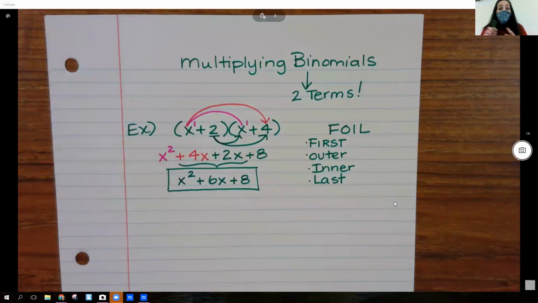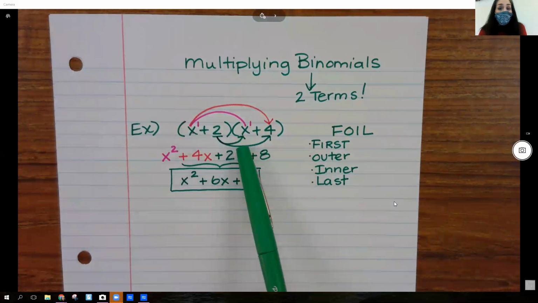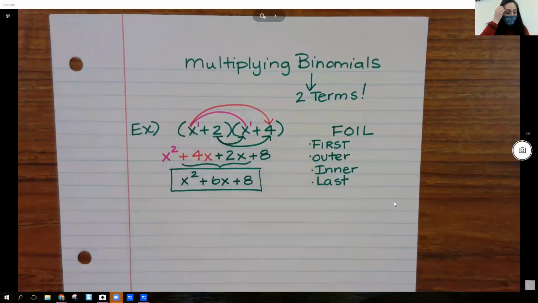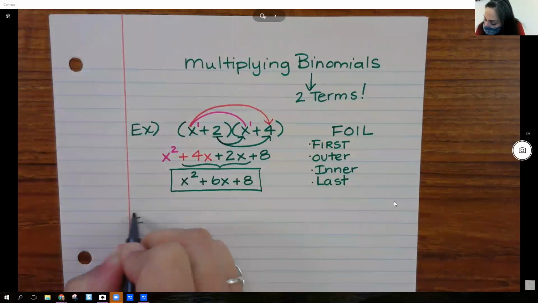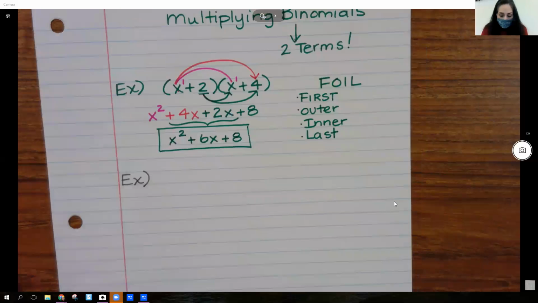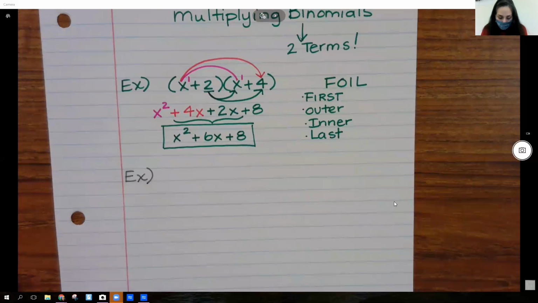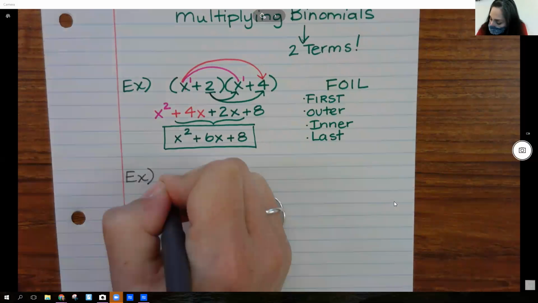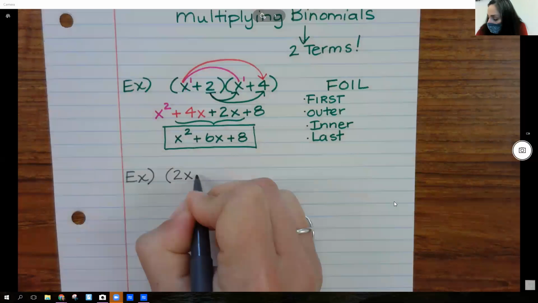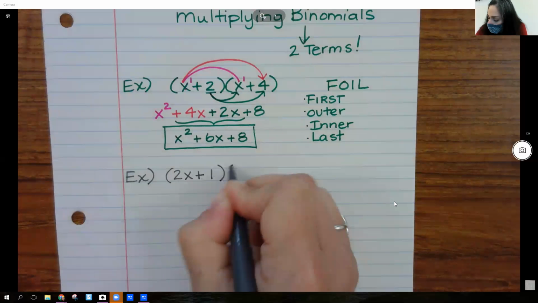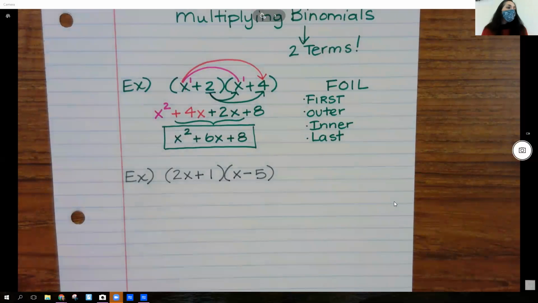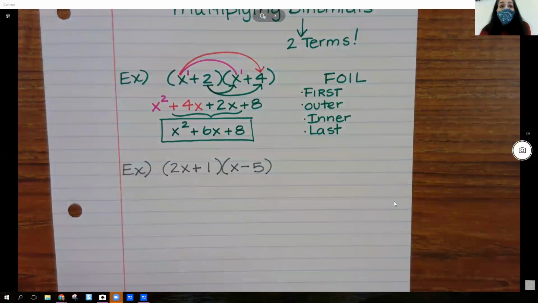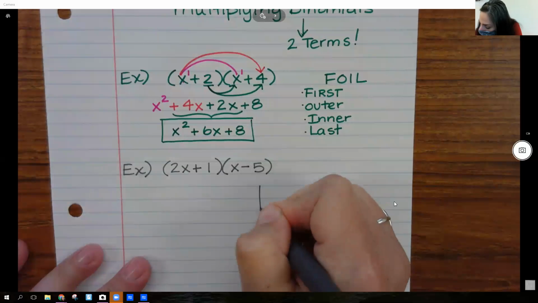Now I want to show you another method. So we've got the distributive property, and the second method is going to be using what we call a box. So, second example. Let's see, how about something like this? How about 2x plus 1 times x minus 5. Another way to do this kind of multiplication is to set up a box. So we create a box.